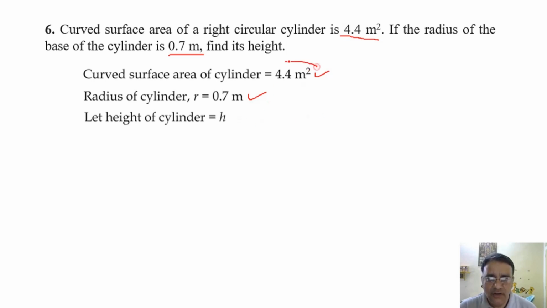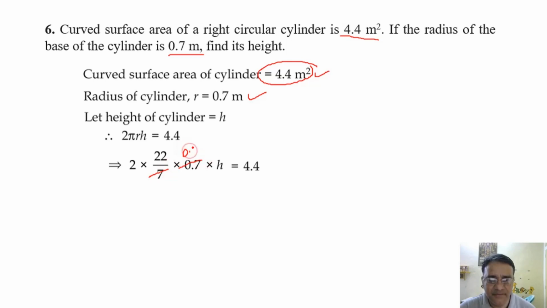Now, what is the CSA formula? 2 pi rh. Okay, that is equal to 4.4. Now we'll substitute all the values: 2 into 22 by 7 into 0.7 into h is equal to 4.4. Let's cancel these two. And what can you do? Write this as 7 by 10 and this as 44 by 10, so 10 10 can also cancel. We will do that in the next step. So 44 into 0.1 into h is equal to 4.4. So now remove the decimal: 1 by 10, 44 by 10. Now 10 10 cancel. What is the value of h?